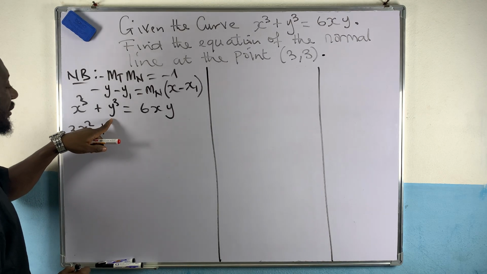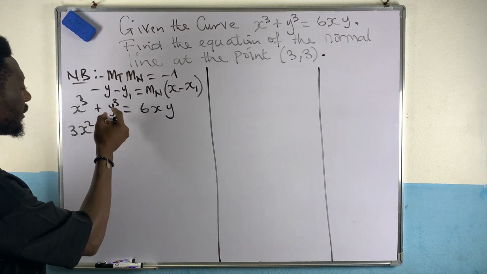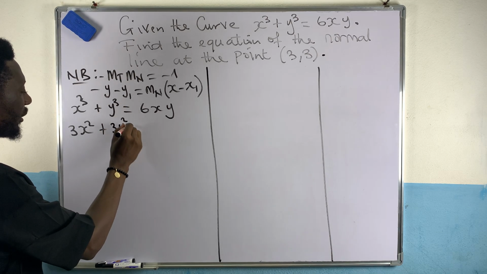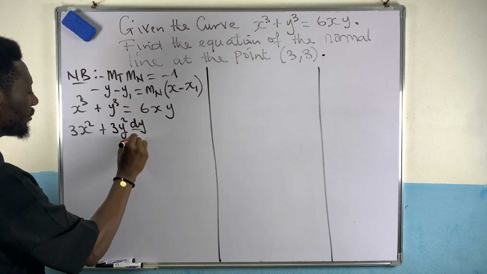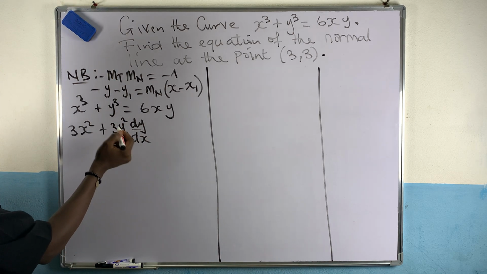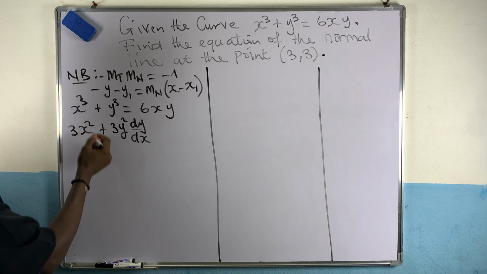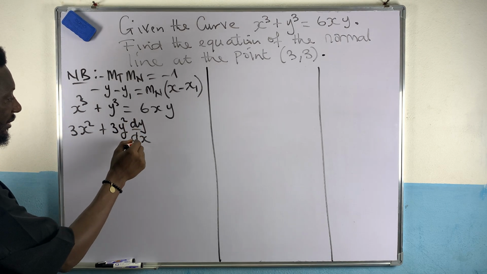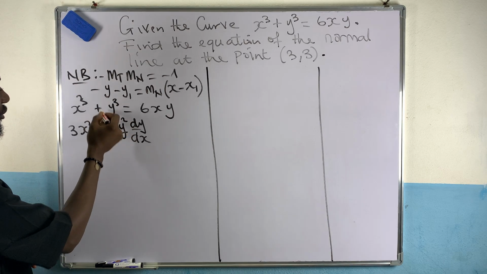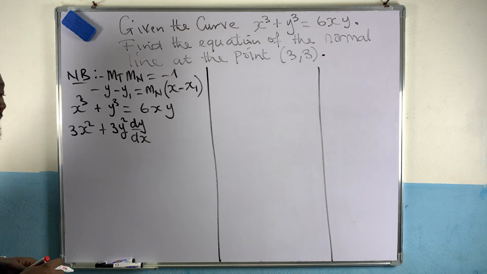Plus, this function is y. Since we are differentiating with respect to x, the differential of y cubed will be 3y squared dy on dx. Because this is y, this is not x. You are differentiating with respect to x. This one does not contain dx because they cancel out. This one contains dy dx because this is not x, this is actually y. So you differentiate it normally, then you multiply also by dy dx.